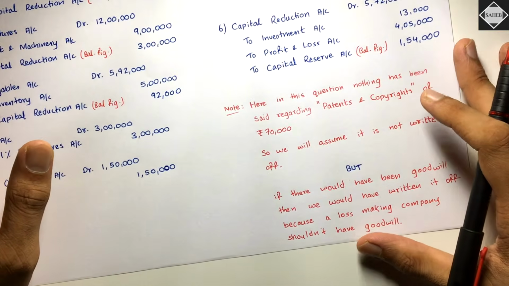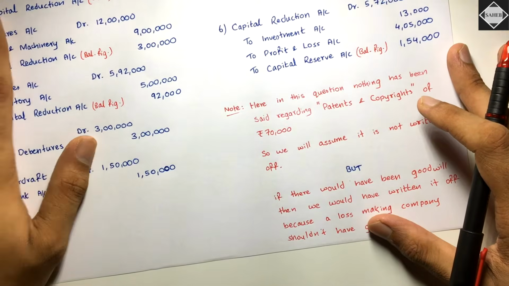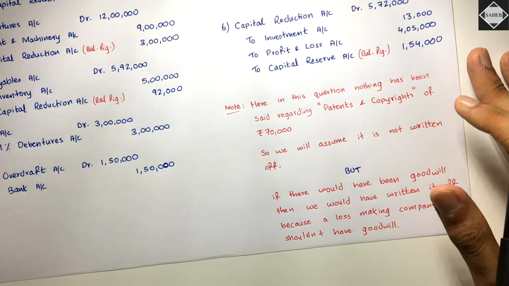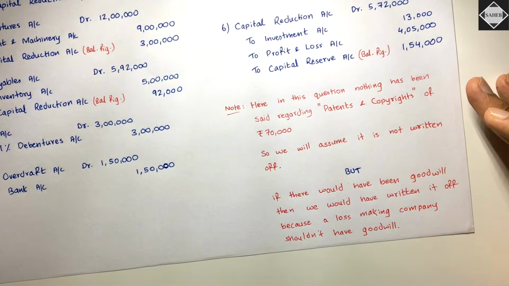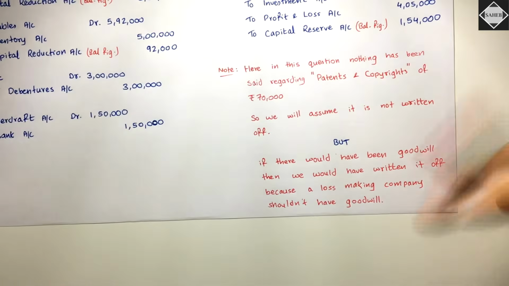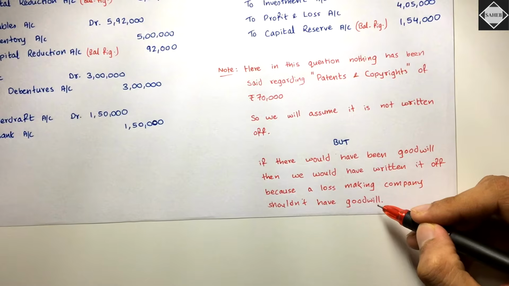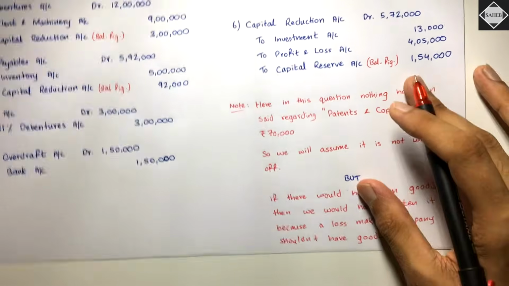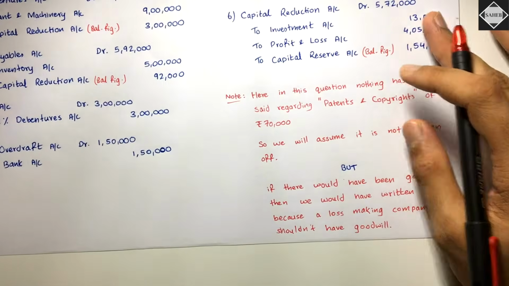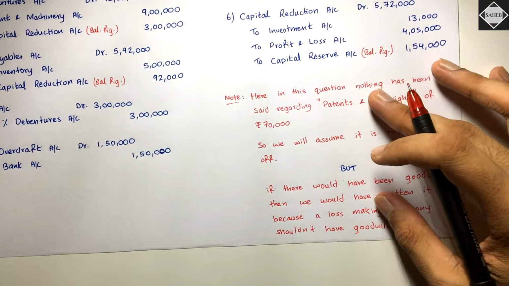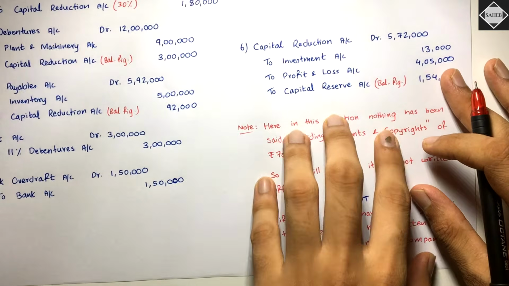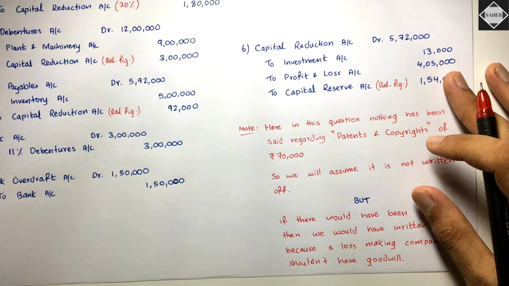This is how you have to do it. For intangible assets, it's up to you. But usually, if the question is silent, we don't write off patents and copyrights, but we do write off goodwill. Patents, copyrights, licenses, trademarks, all these things we don't write off. But goodwill we write off. Is that clear? So this was the thing about the silent question regarding intangible assets.